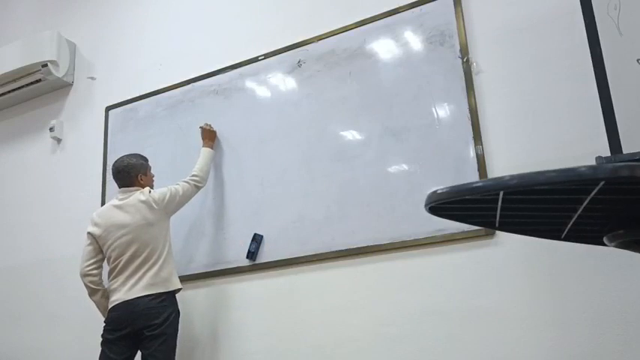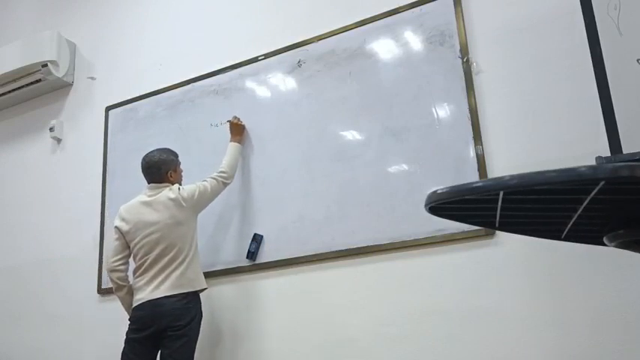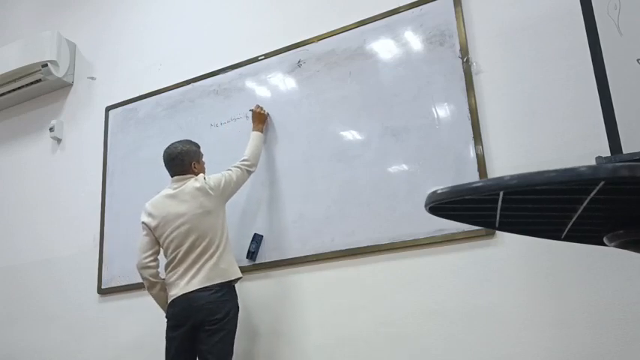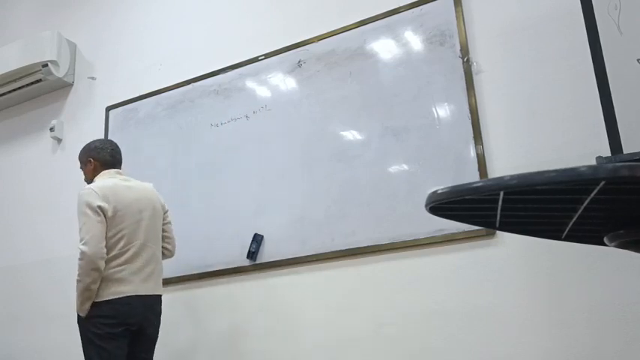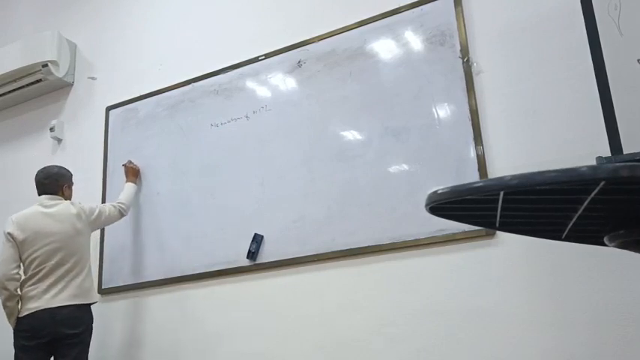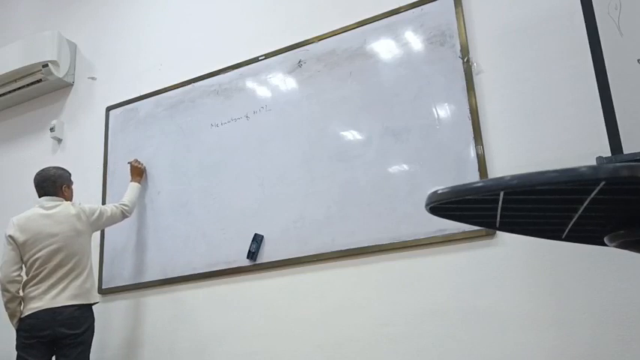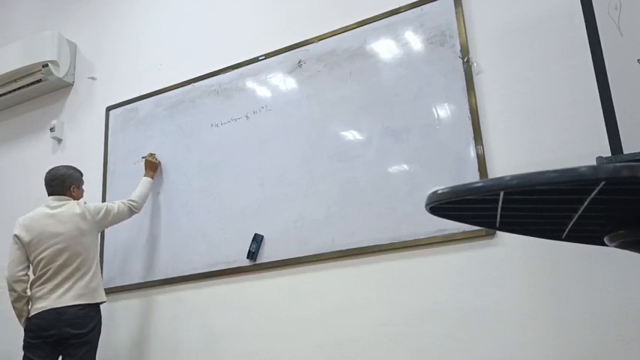Metabolism of high density lipoprotein. Synthesis of high density lipoprotein starts in the liver and intestine.